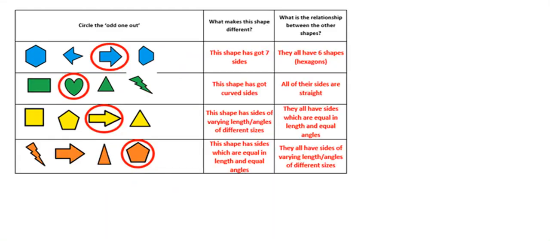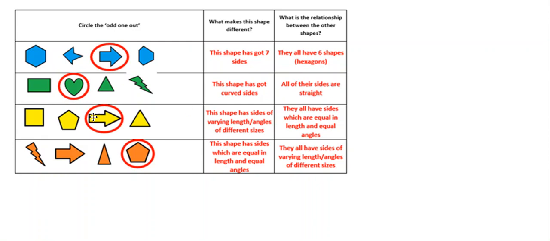Okay, let's have a look then, shall we? So in the first one, this one is the odd one out because it has got 7 sides. So the relationship between all of the other ones is that they are all hexagons. They all have 6 sides. Okay? This one is also the odd one out because it has got curved sides. So the relationship between the other shapes is that all their sides are straight.